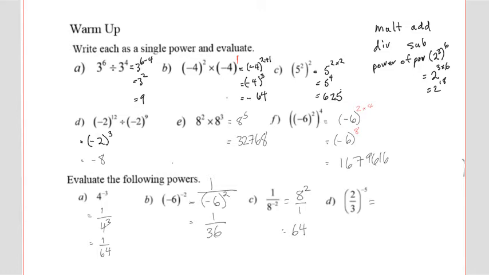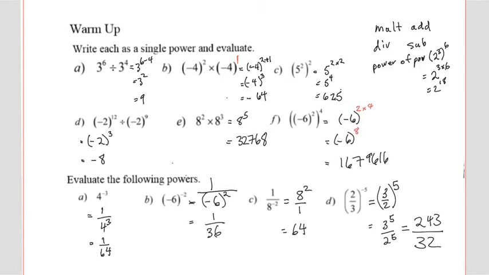Now for this last fraction, remember we need to flip it first, so it ends up being 3 over 2 raised to the 5. Now we apply the 5 to the 3 and the 2. So we get 3 to the 5 over 2 to the 5, which ends up being 243 over 32. And we leave our answer as that unless we can find a simplified fraction.